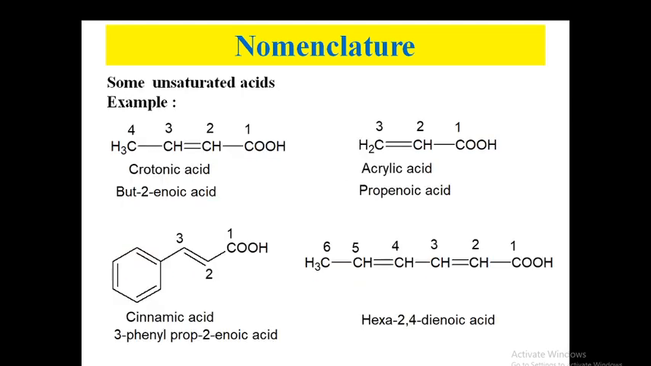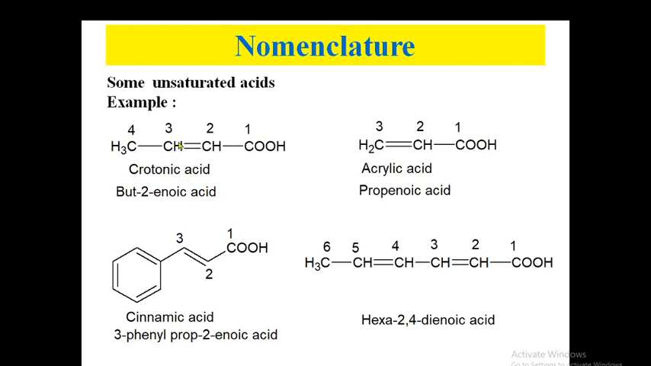If you have an unsaturated compound, then how can we give the names? The first example I have taken here is a 4 carbon chain containing a carbon-carbon double bond and a carboxylic acid group. The common name of this compound is crotonic acid. But what's its IUPAC name?